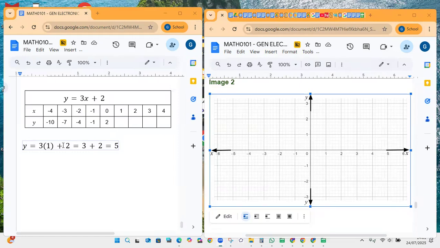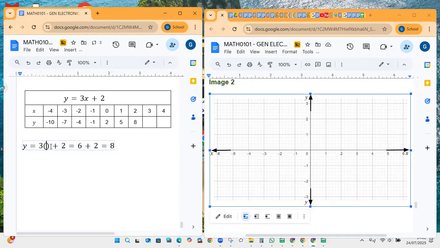When we input 1, 3 ones are 3. 3 plus 2 is 5. When we input 2, 3 twos are 6. And 6 plus 2, out comes 8. So you have the input and the output. So the y is the output. Okay, the x is the input.